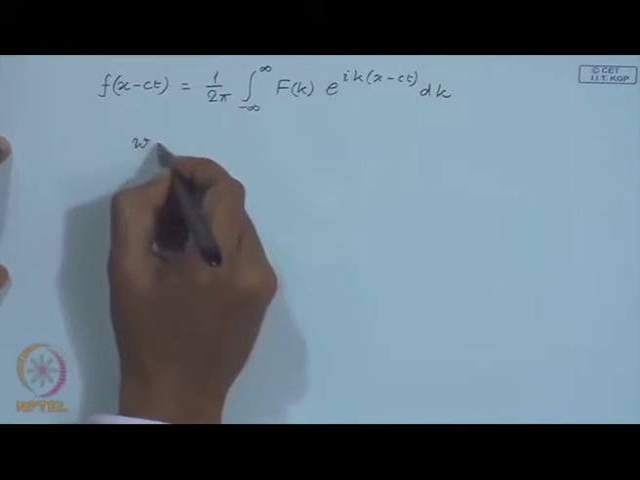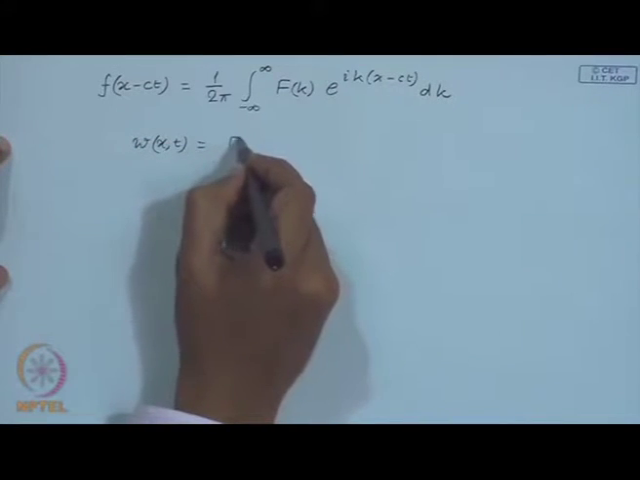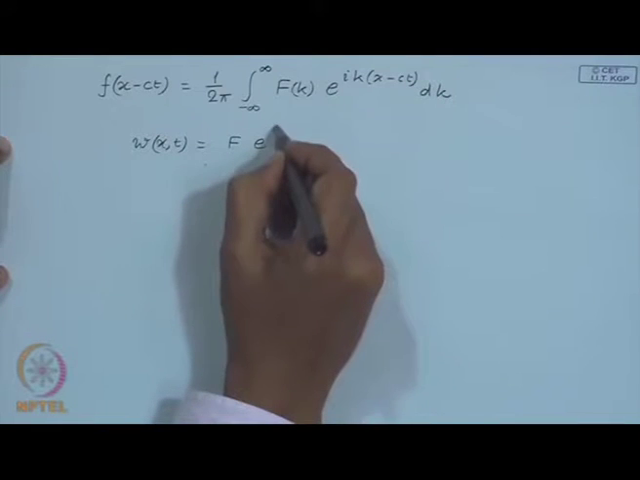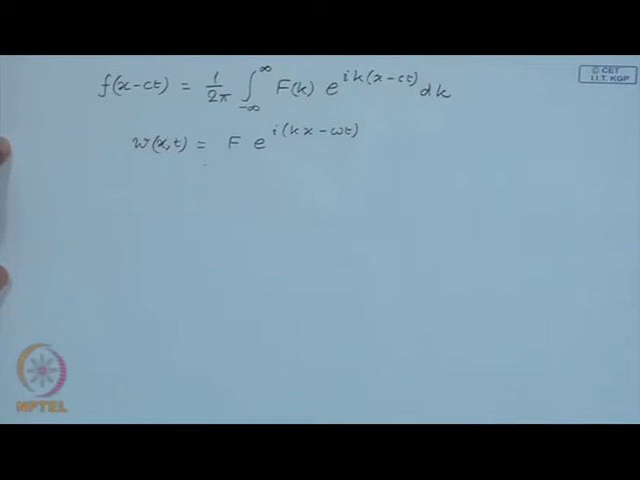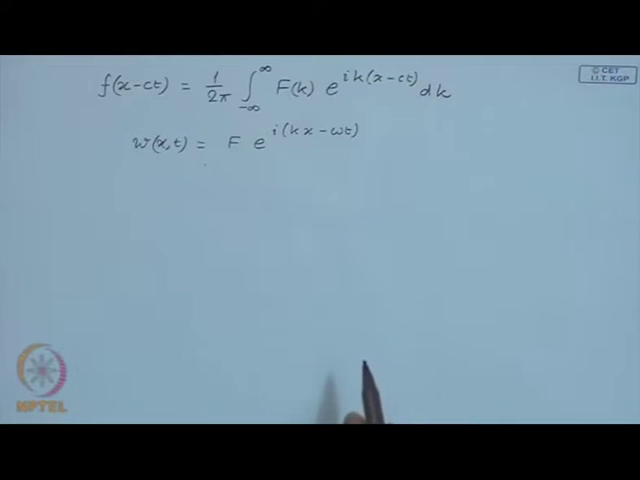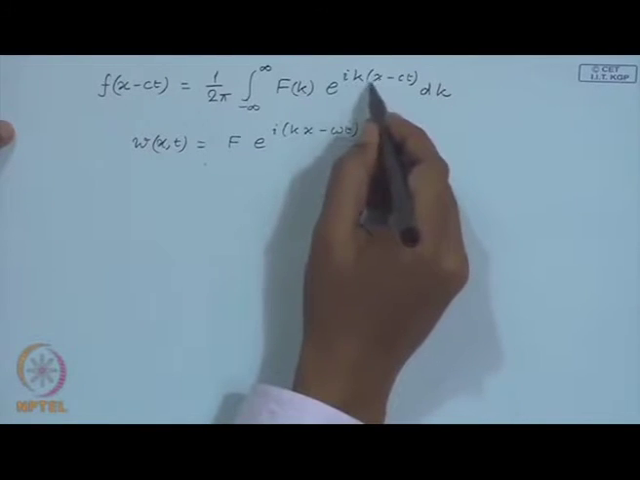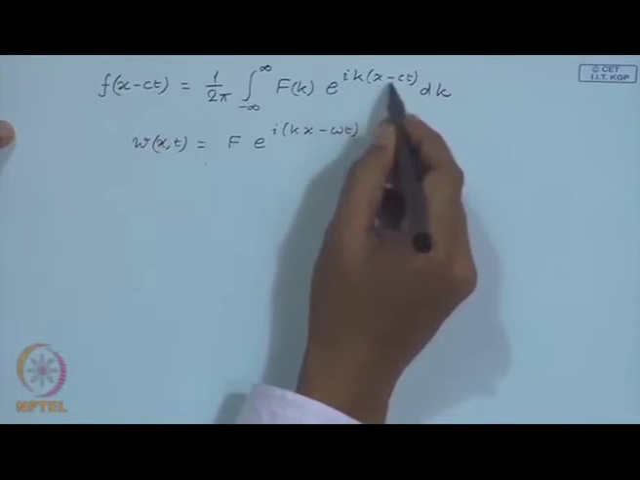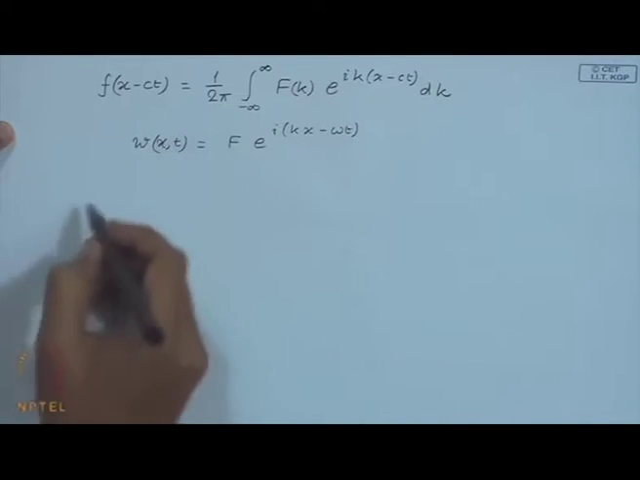And what we are going to do, as I just now indicated, is write it like this. Here k is the wave number and omega is the circular frequency. So, this is kx, and kc I am writing as omega. Now, how do I come to this form?